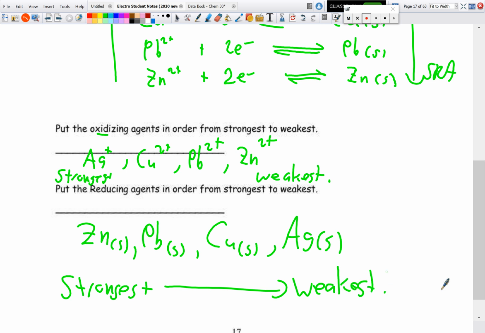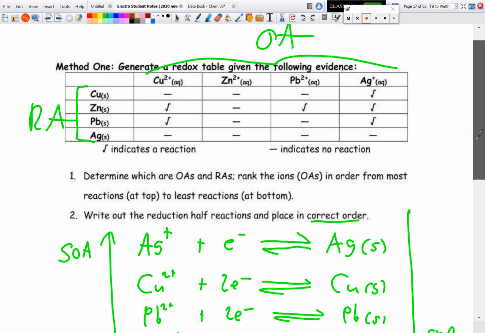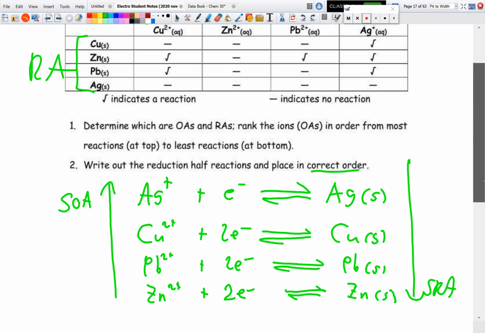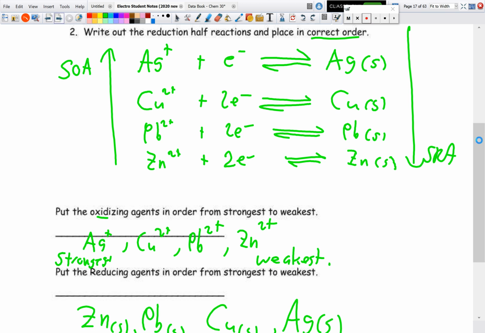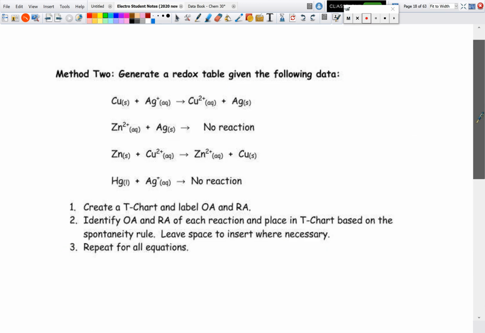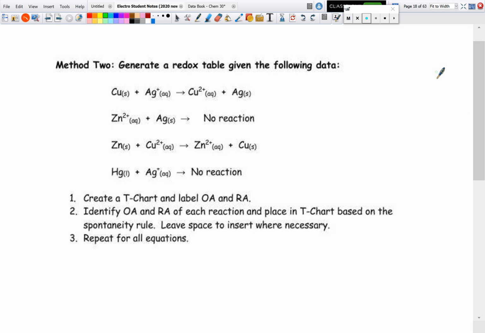So that's kind of all the information we can get from here, and of course we do need to be able to have an entire chart like that with all of our reactions. Now sometimes we're not going to be given a nice chart like that, we're just going to be given a select few. So in order to generate our redox tables, we are going to have to create a T-chart. Now this is optional, but it's just a way to organize your data. All right, so a T-chart gets its name because, well, it looks like a T.